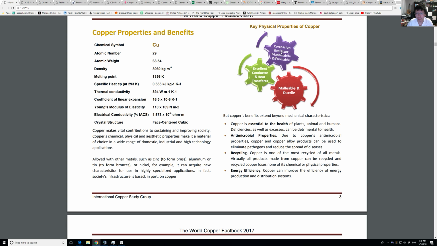And these are the nice properties: corrosion resistance, machinable, formable, excellent conductor of heat, and it's easy to make. And that is actually very interesting. If you think about, you know, people talk about the golden age, silver age, bronze age and all that. Really, people started using gold because it occurs naturally in the environment, right? You kind of just mold it, and then you have your gold trinket.